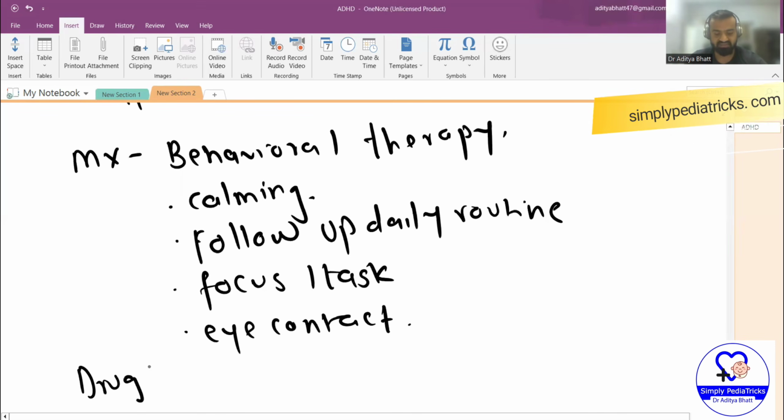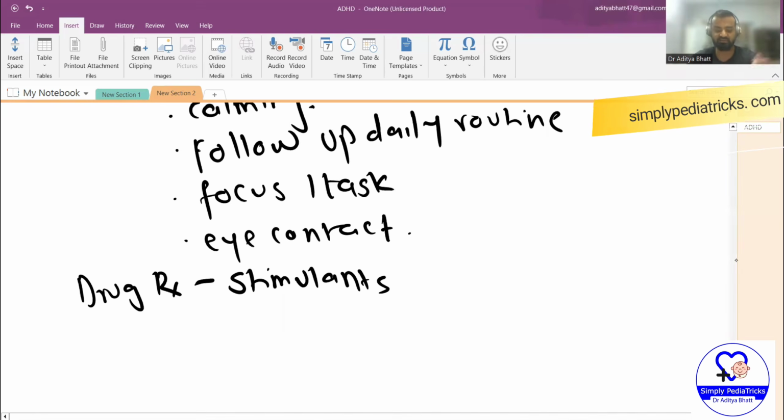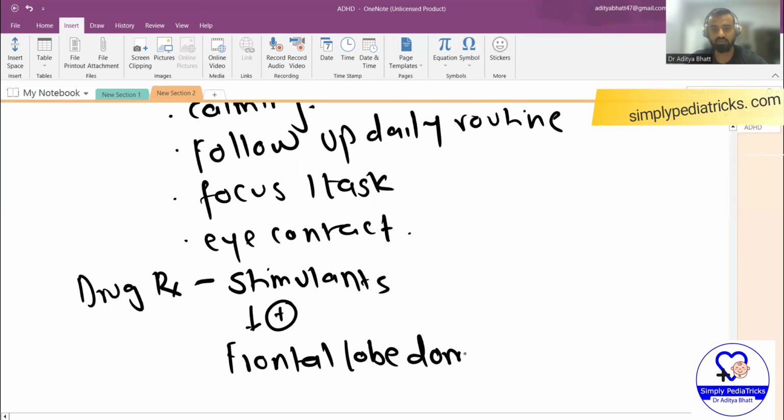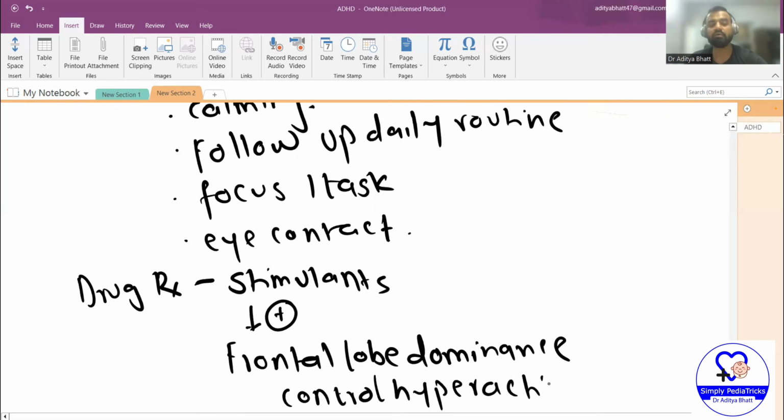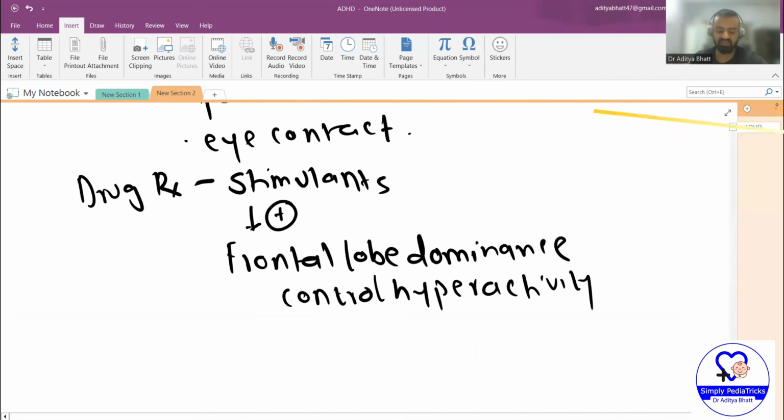Now, drug treatment is very important, and the drug of choice are stimulants. Now, why stimulants? In patients with ADHD, stimulants have an inverse role. The stimulants increase frontal lobe dominance, and this frontal lobe dominance will control hyperactivity. So, stimulants increase frontal lobe dominance, and this will help control hyperactivity in the patient.